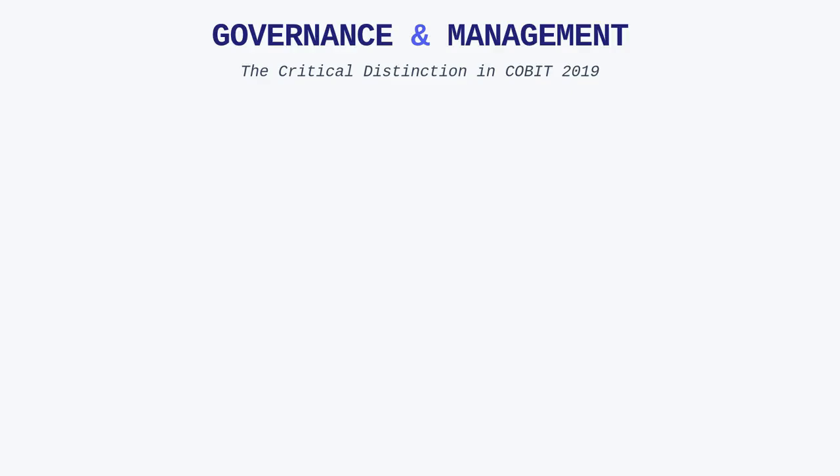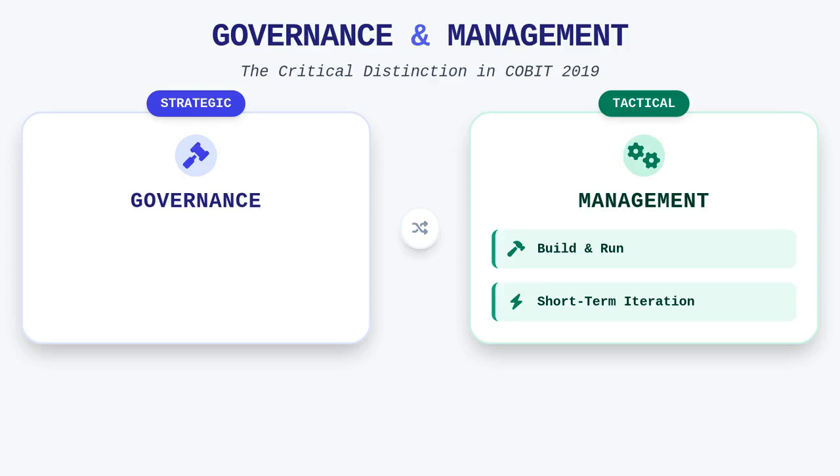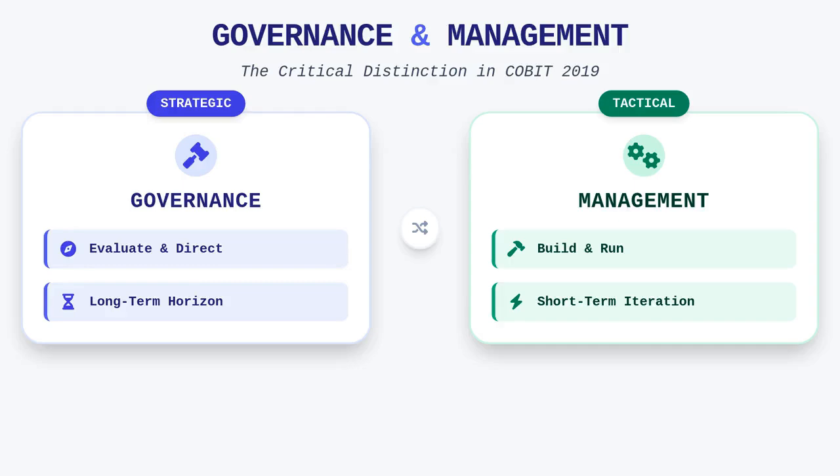Understanding this distinction is significant because it prevents common organizational failures where the focus remains entirely on operational speed at the expense of strategic control. If you have ever seen an IT department successfully ship code that has no relevance to the actual goals of the business, you have seen a breakdown in the governance and management boundary. In such cases, the management layer was likely focused purely on the build and run aspects, without the necessary evaluate and direct oversight from the governance level.